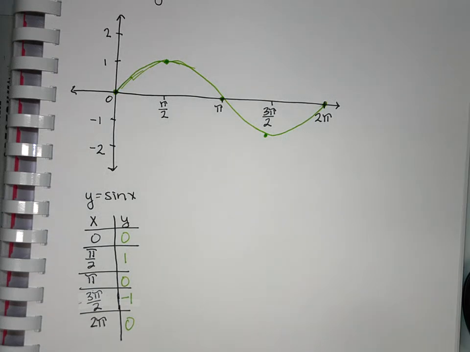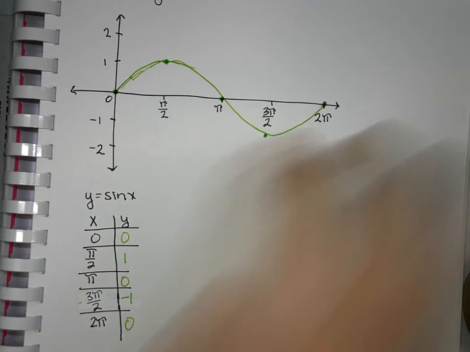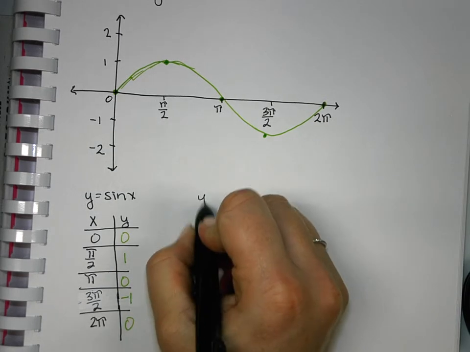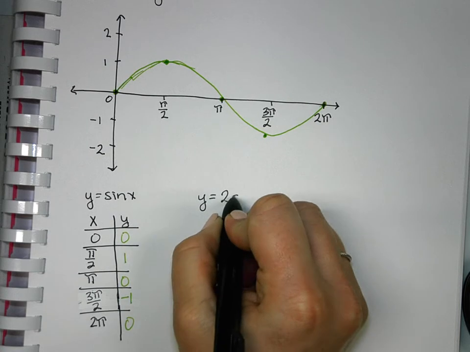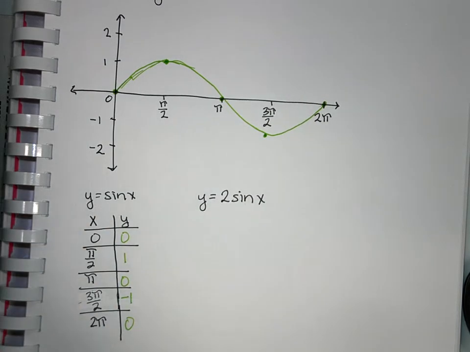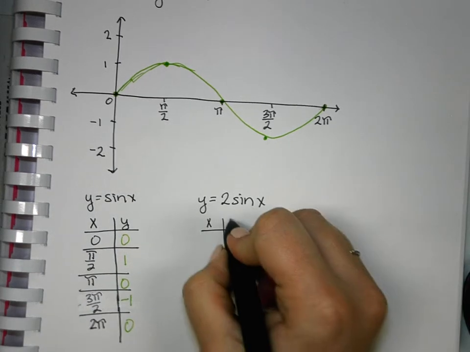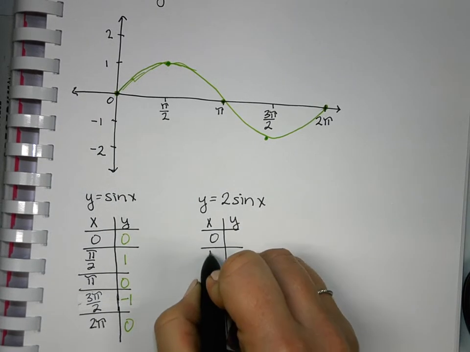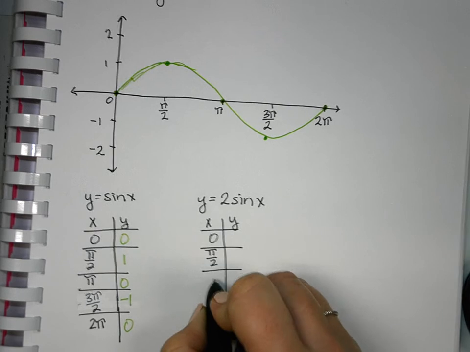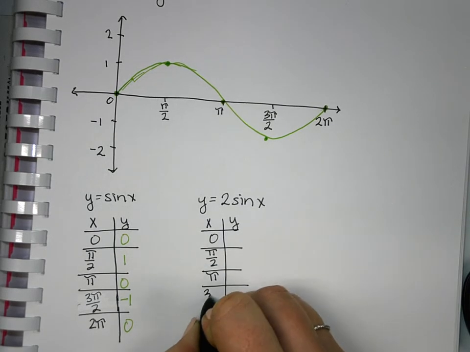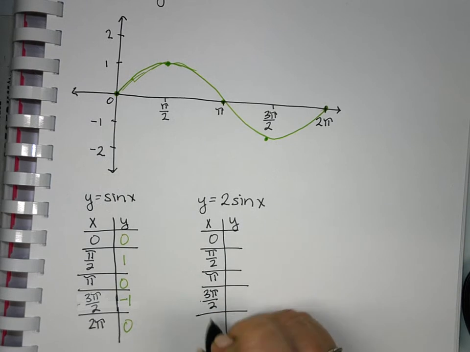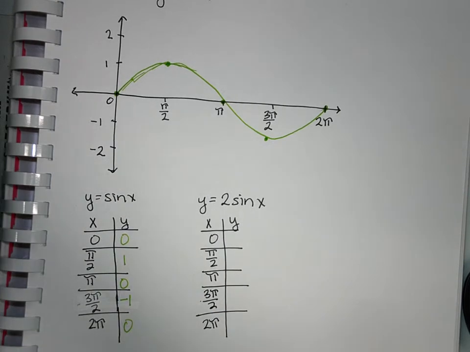So what we're going to look at on the next two is I'm going to change just one thing. And we're going to look at what that one thing does to our graph. So we're going to be making comparisons to the green one in the next two examples. So our next one is 2 sine x. So what have I done? I've multiplied a number in front of my sine function. So again, we're just going to do a table of values here with our same key points. And we'll plug them in and see what happens.